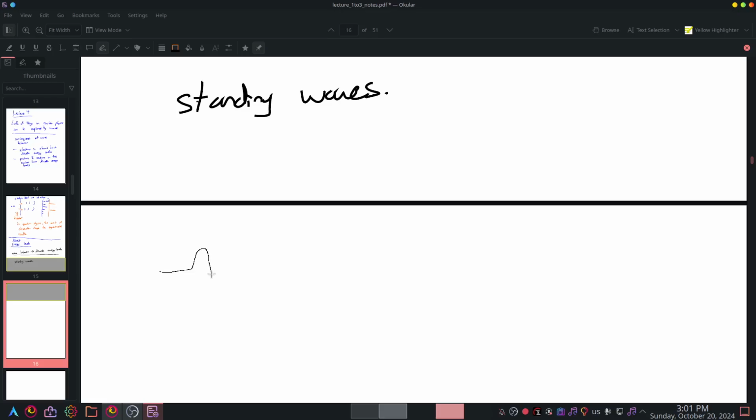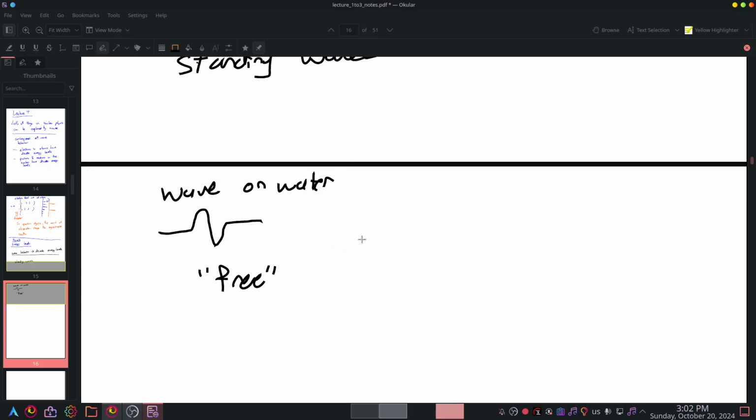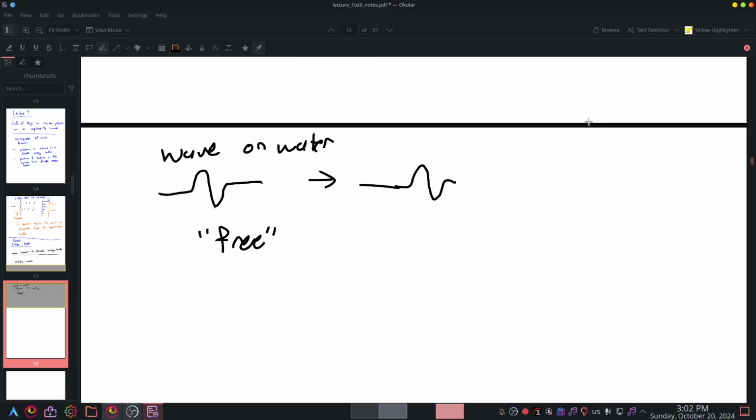What we are used to is, let's say, a wave on water. This is a free wave. A wave on water is free to travel wherever it wants. If it's traveling to the right, this is what you will see. But let's say, for example, I make the wave not free. How do I make the wave not free?